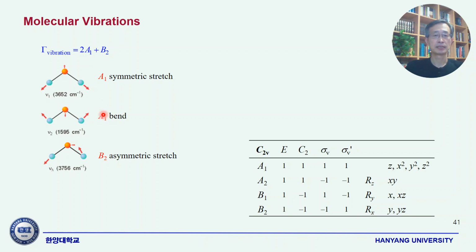And the asymmetric stretch is this one. Basically this is also based on the symmetry operations. You could identify this as a B2 motion. So two A1 motions and one B2 motion are the molecular modes, or molecular vibrations, of the water molecule.